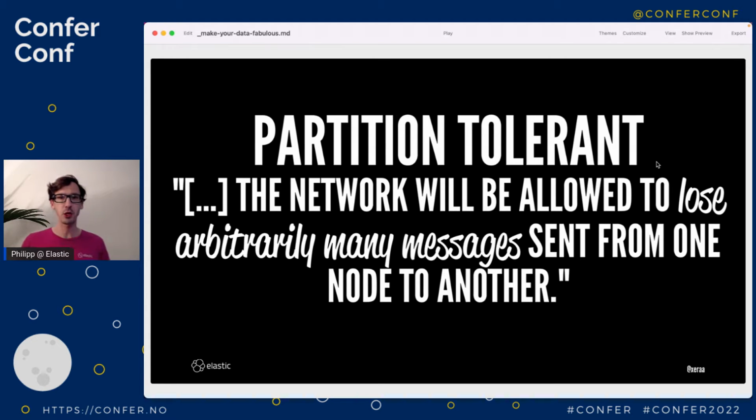And then you have partition tolerance, meaning that the network is allowed to lose arbitrary messages sent from one node to another.